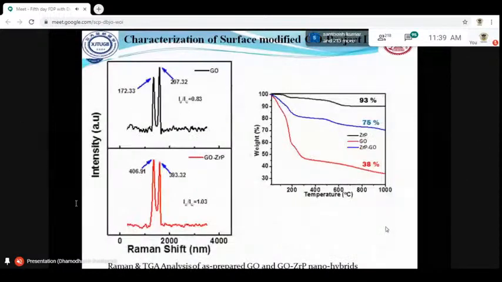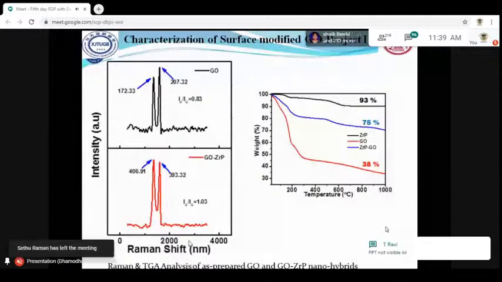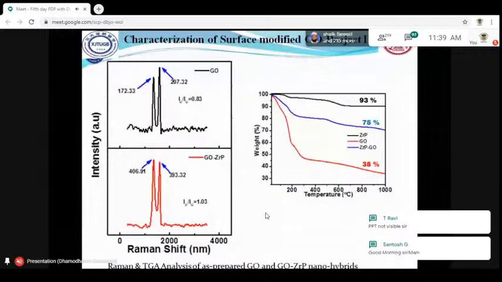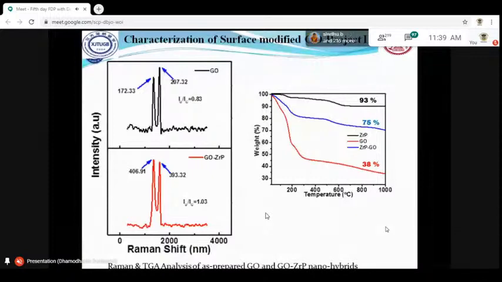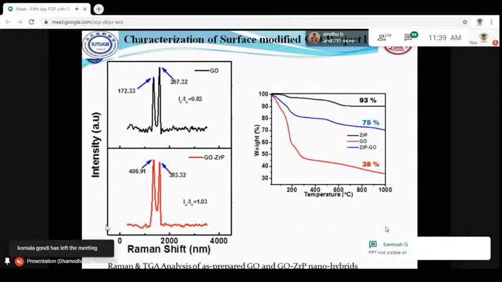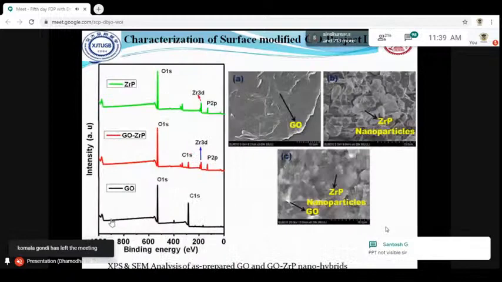So the Raman ID by IG value is increased as compared with the neat GO for the zirconium phosphate decorated GO. So we conclude that the GO surface has been successfully decorated with zirconium phosphate nanoparticles. In the case of TG analysis also, we can see the increased residual value. So we conclude that the GO surface has been successfully decorated.